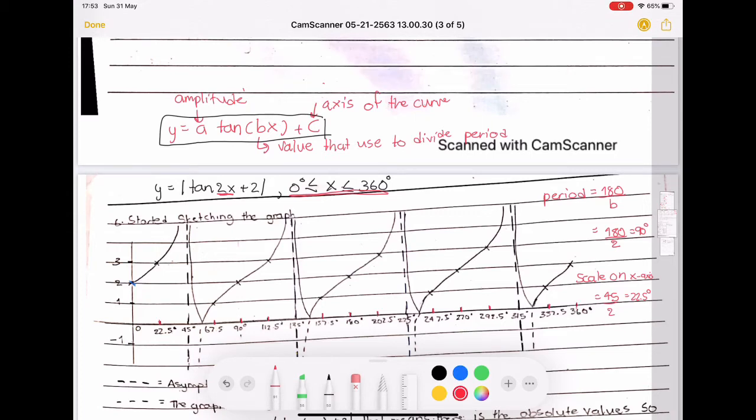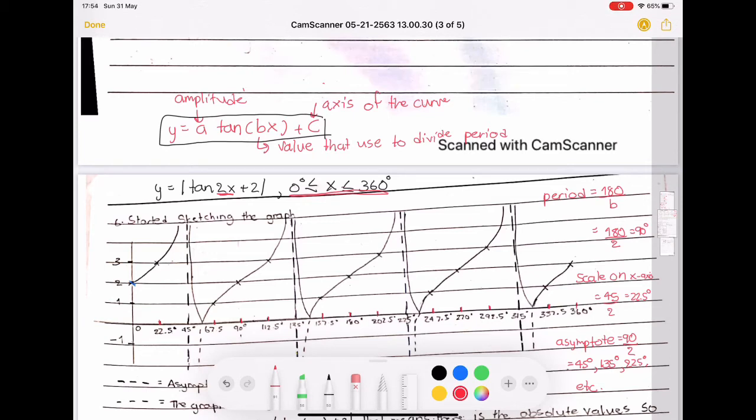Then we have to find the asymptote. For the normal tan graph, the asymptotes are 90, 270, and so on. But because we have a modified graph, we have to divide it by 2. 90 divided by 2, and we will get 45 degrees, and we plus by 90, 135 degrees, 225 degrees, and so on.